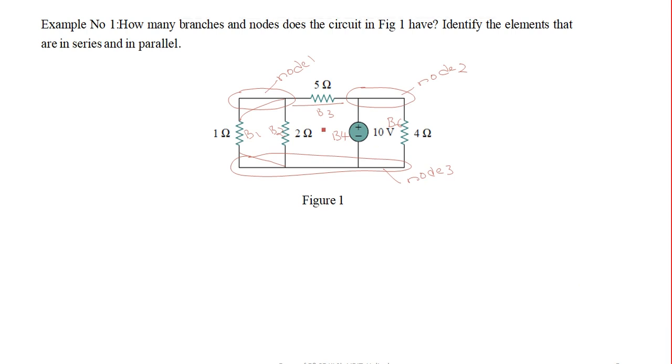Okay, so now looking at the given condition, we have 1 ohm and 2 ohms in parallel with each other. This 1 ohm is parallel to 2 ohm, and if you consider this as one combination, it is in series with 5 ohms, and again it is in series with the parallel combination of 10 volts and 4 ohms. Okay, so this is how we can recognize.